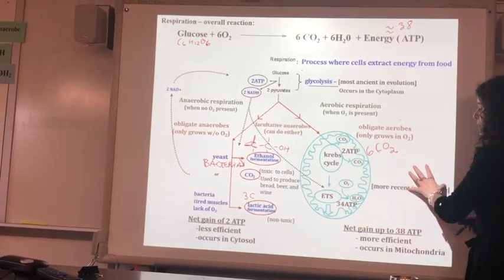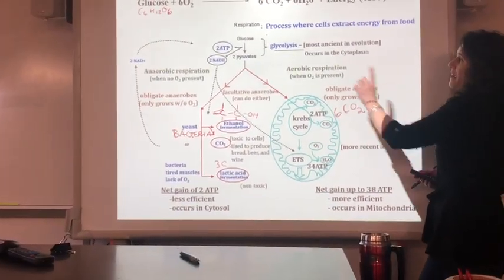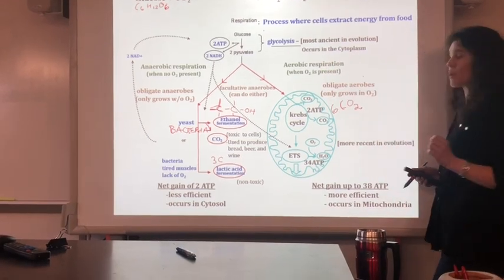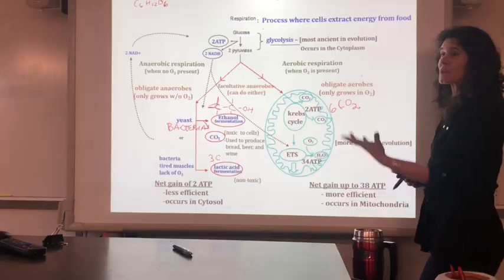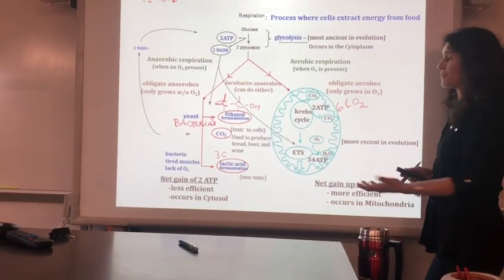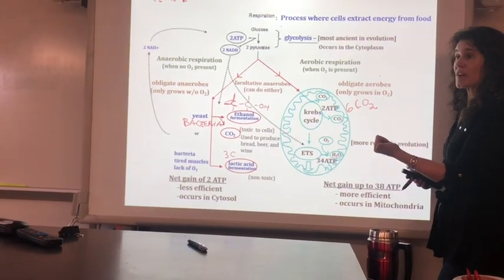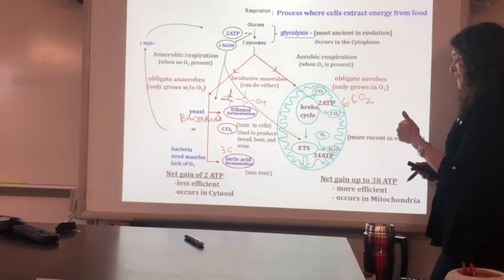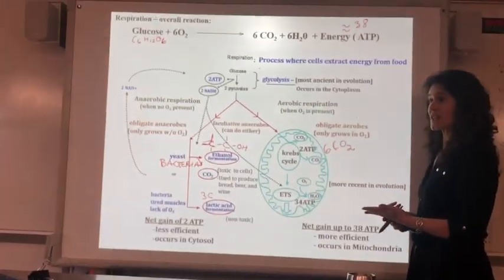Okay, now aerobic respiration is more recent in evolution than anaerobic respiration, and it's also more recent in evolution than photosynthesis, which should make sense because photosynthesis is what produced oxygen in our atmosphere in a high enough level for aerobic respiration to occur. So we would have had anaerobic respiration first, then photosynthesis, and then aerobic respiration in terms of evolution.